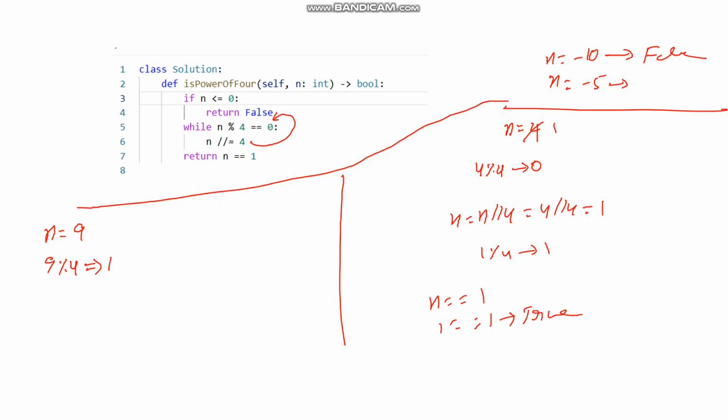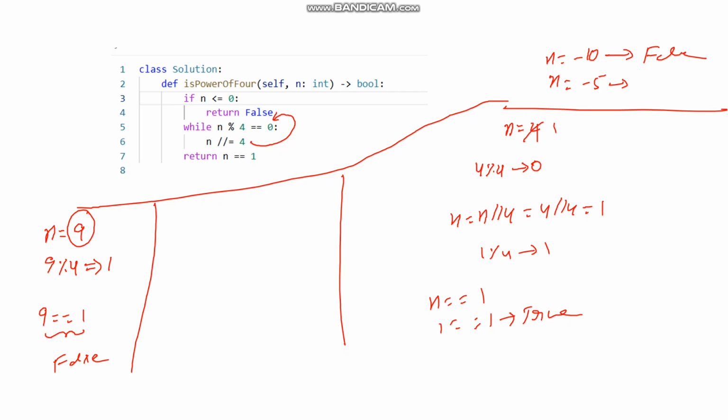n mod 4, the n value is 9. 9 mod 4, the value is 1. 1 equals 0, false. When the condition is false, outside of the while loop we have the return n double equals 1. What is the n value? 9. 9 double equals 1. Whether 9 equals 1? False. The answer is the false value. Why? Because 9 is not a power of 4.